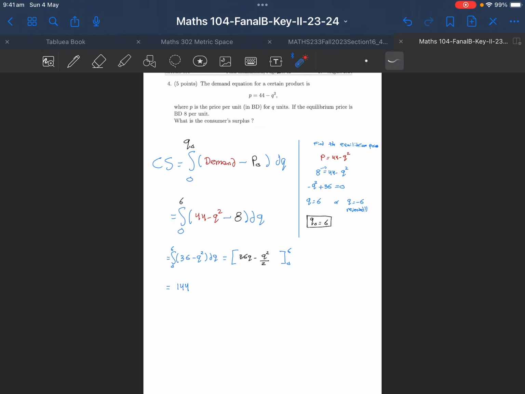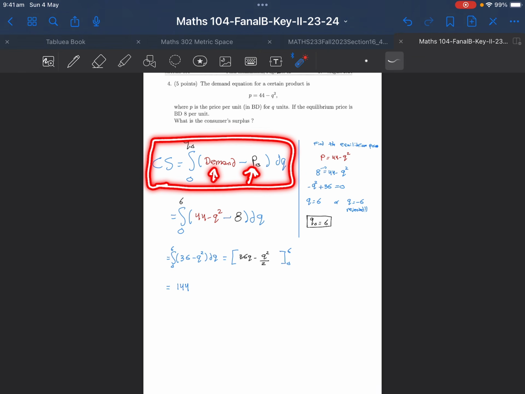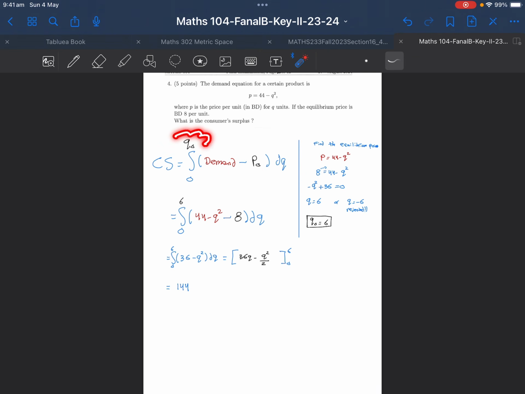So just let me repeat what I did. First of all, I wrote the equation for the consumer surplus, which consists of demand minus the equilibrium price. The only information missing for me was the equilibrium quantity. And how did I find the equilibrium quantity? I substituted 8 for the equilibrium price. Why? Because it's written in the question that the equilibrium price happens when P equals 8. Once I did that, I found that Q naught is 6. So I substitute Q naught here as 6. And now it's just an equation.